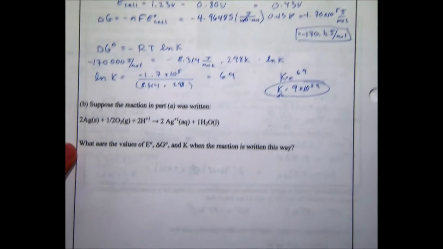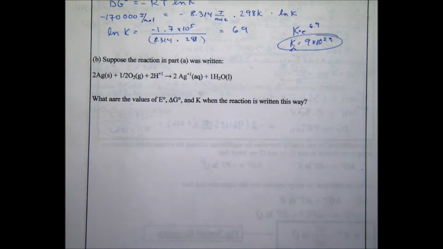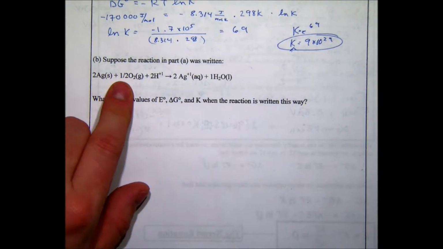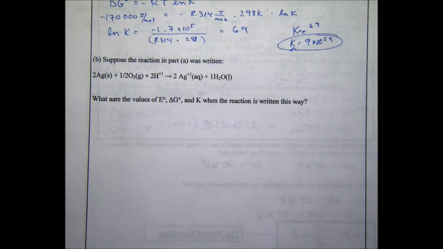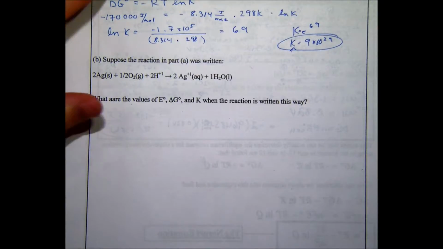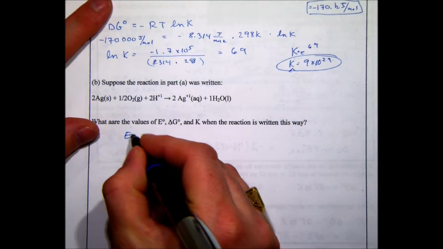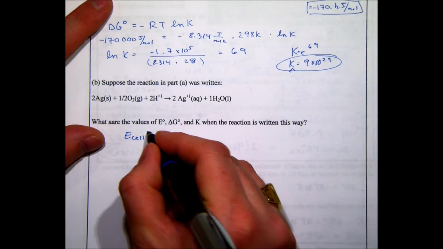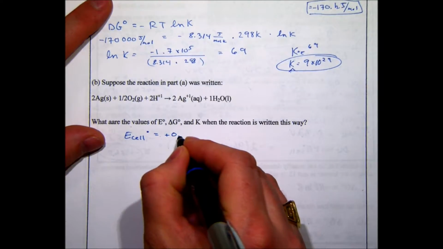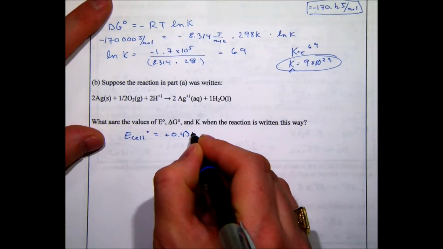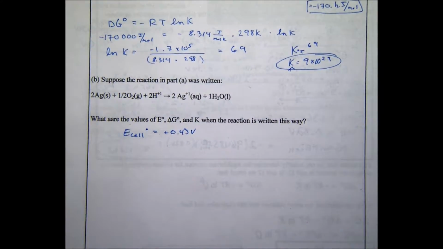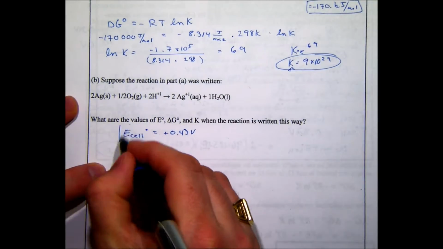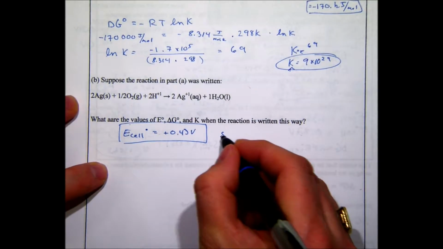So now we take the exact same problem, but we look at what happens when we write this with the coefficients halved. The first thing that we should know right off the bat is that Ecell is going to be the same. Cell potential is an intrinsic property. It does not matter on the amount. So I'm not even going to do a calculation for that.